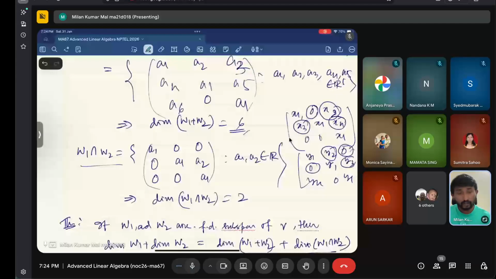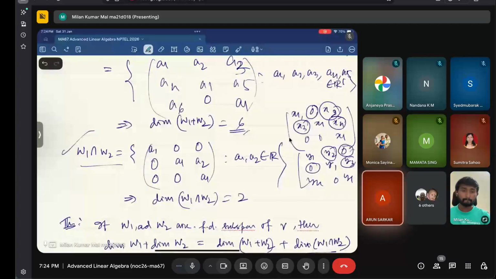I think you are suggesting this process, Arun, right? Finding W1 intersection W2 and then using this theorem. Am I correct? Okay.